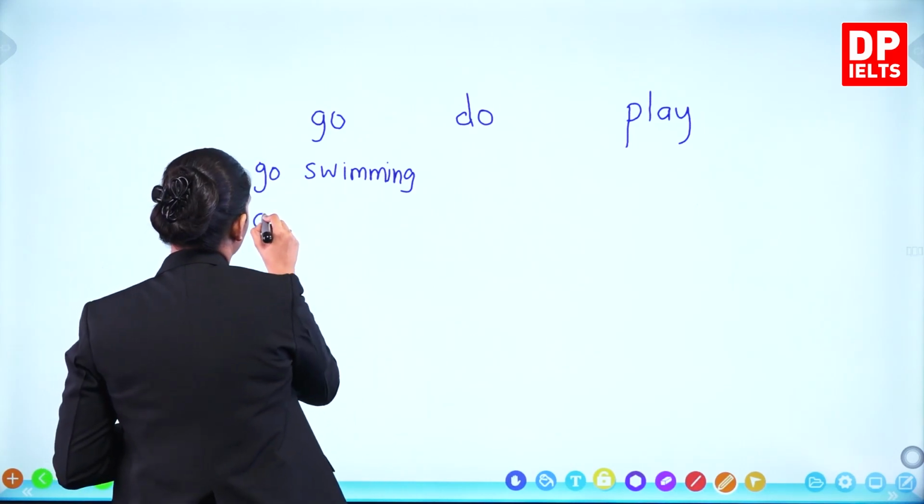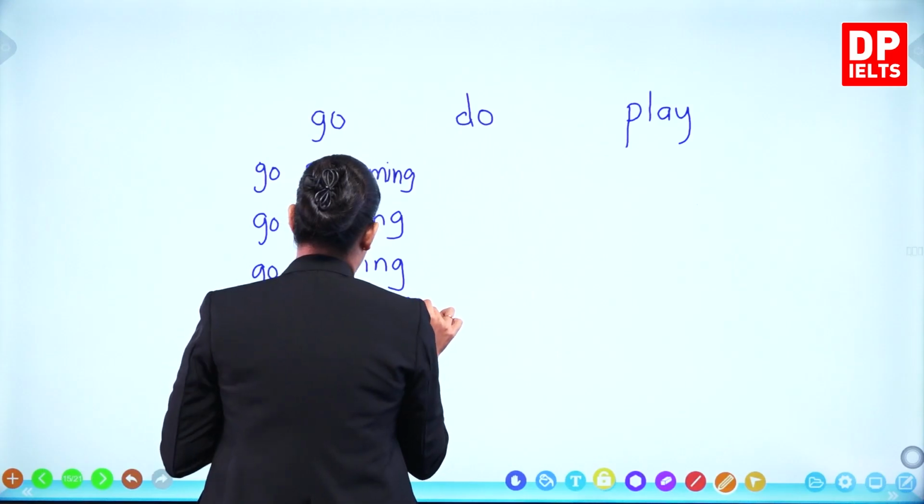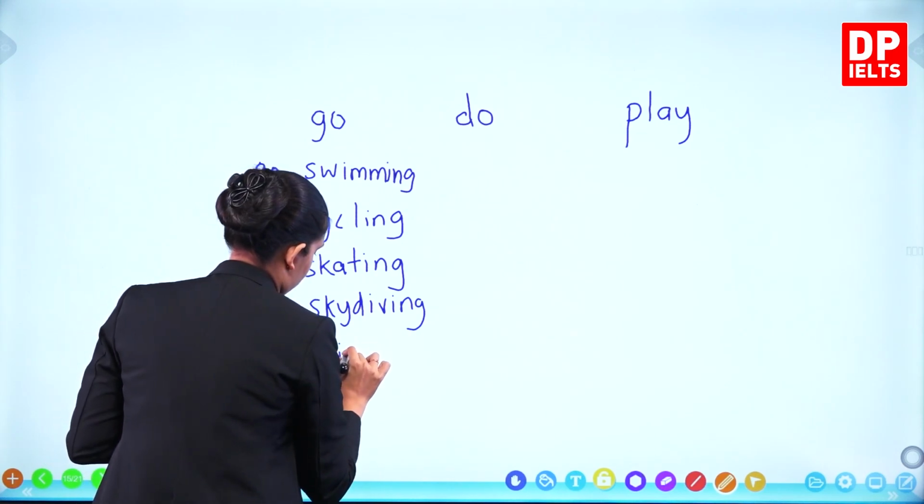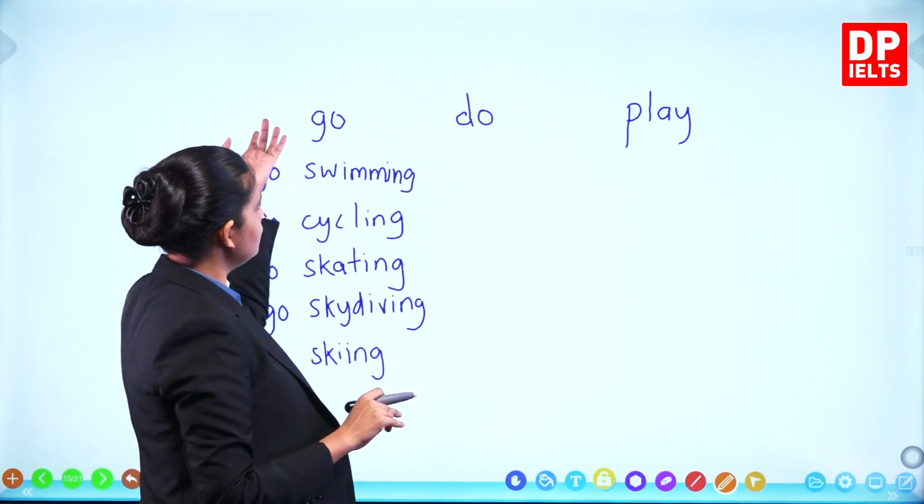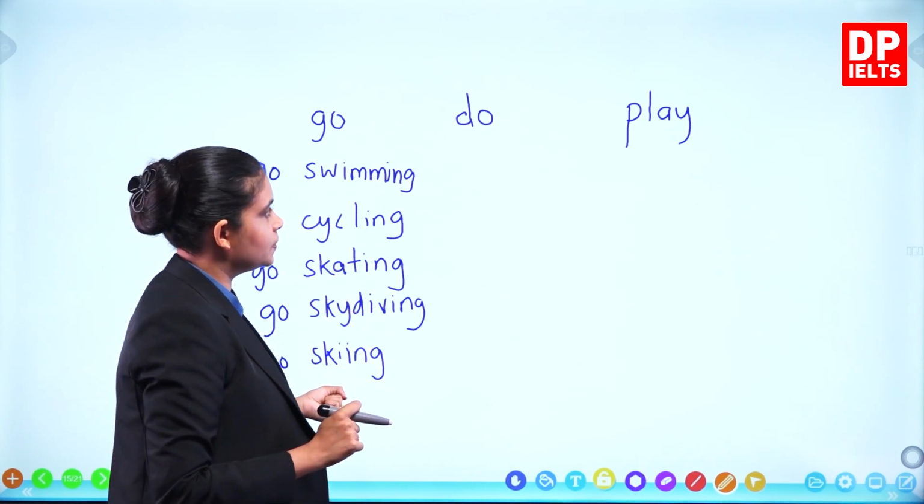You say go cycling. Go skating. Go skydiving. Go skiing. Right? So, go is usually used with the ing form of the verb or the sport.